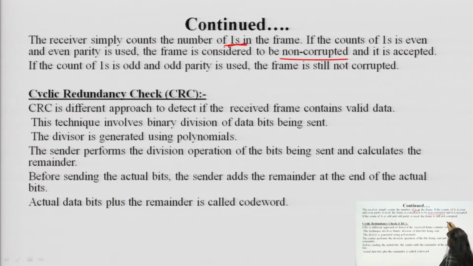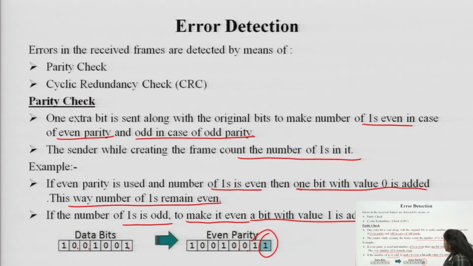So, we can easily say that for even parity, if the count of ones is even, then it is accepted and said to be non-corrupted, and for odd parity, if the count of ones is odd at the receiver section, then it is said to be not corrupted. So, counting the number of ones plays a very important role.